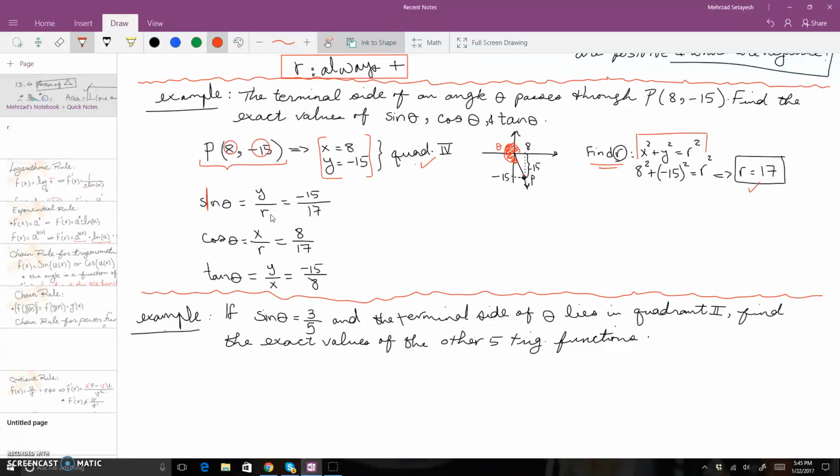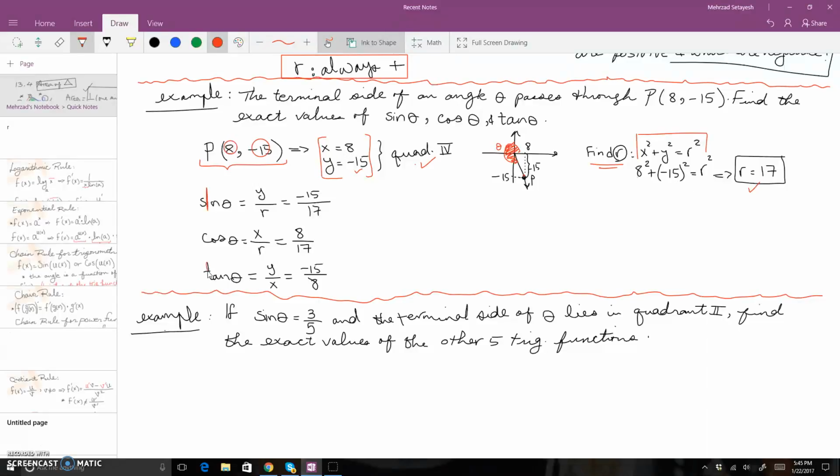So it's y over r. Y is negative 15. R, we found it to be 17, so it's negative 15 over 17. Cosine of theta, remember that we said cosine, if you extend C, looks like x-axis. So it's x over r, and x is 8 here, so it's 8 over 17.